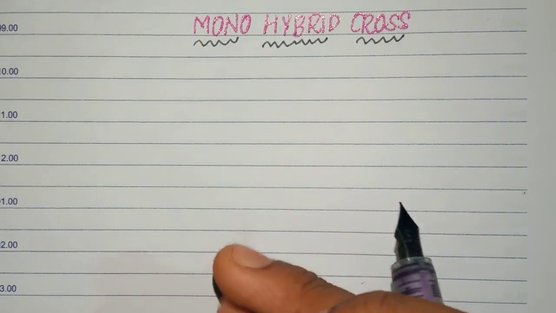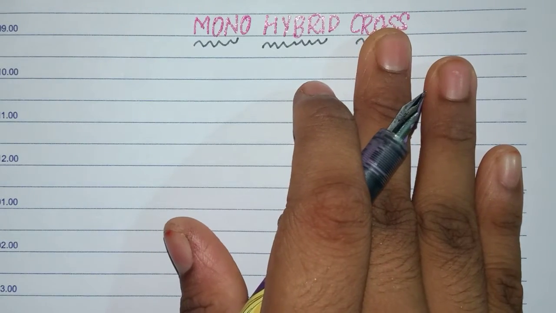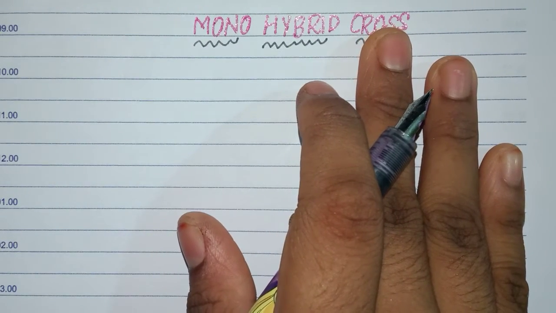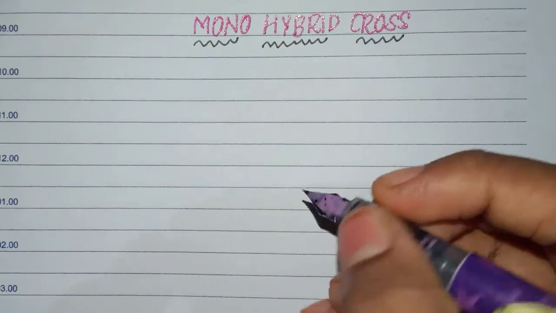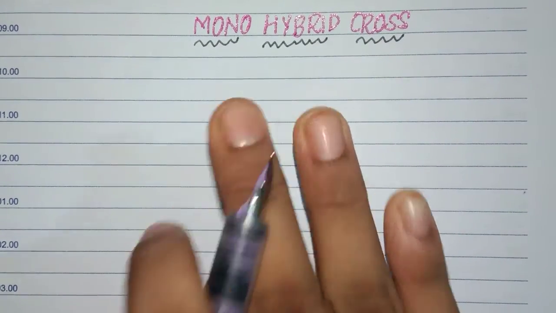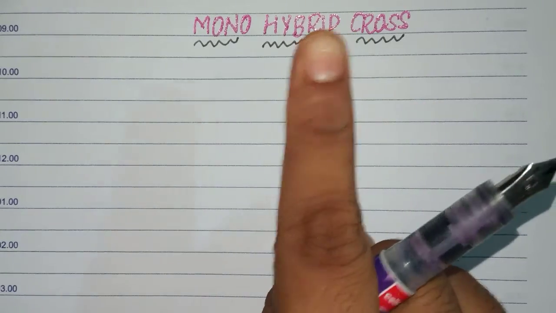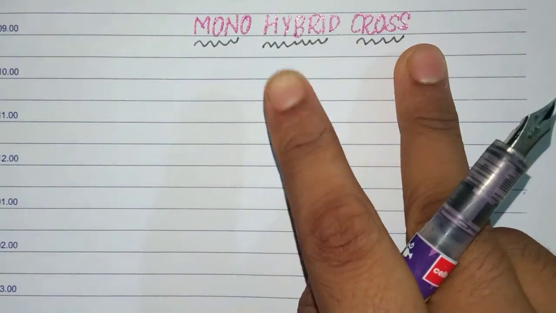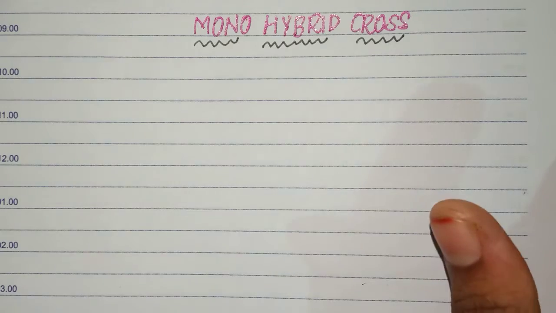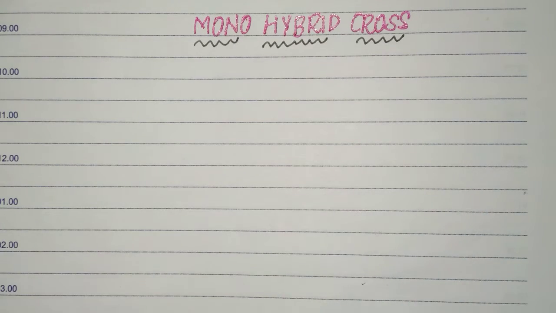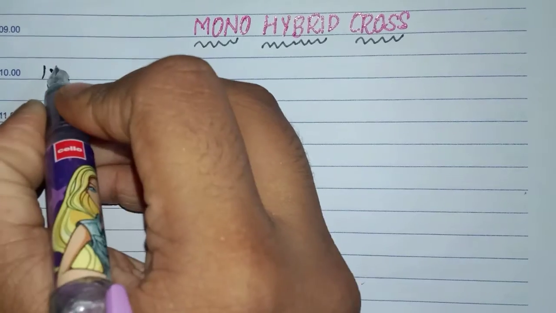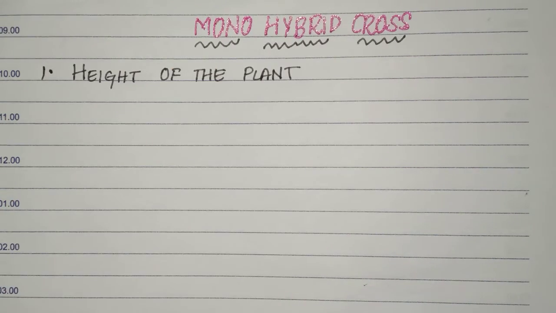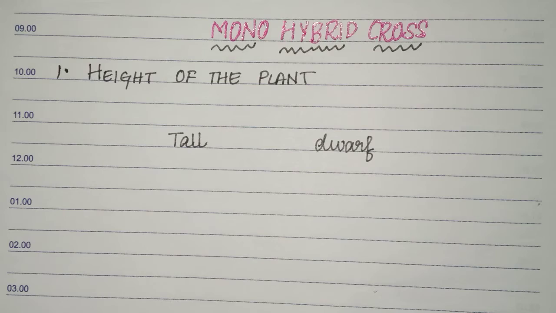So let's start. Monohybrid cross, as I told you, considers only one single character. We'll also be learning about the dominant and recessive trait. I'll be teaching you with two examples: the first with the shape of the seed, and the second with the height of the plant. Let me start with the height of the plant. Let's consider two plants, one is tall, another is dwarf.